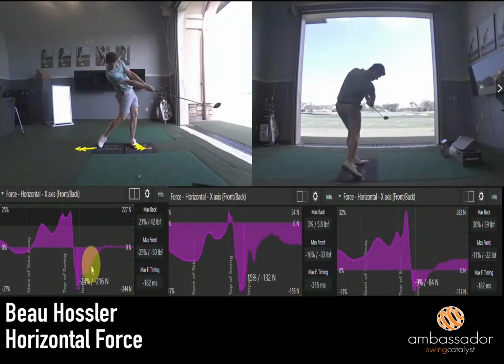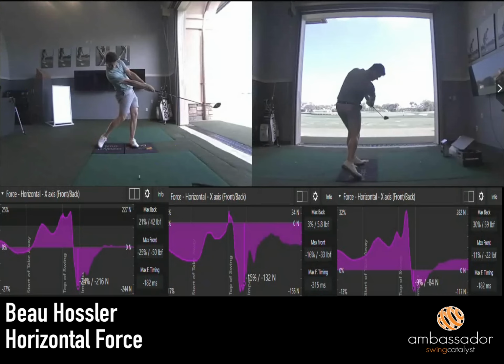We refer to this as a braking force, so he's pushing the ground this way with 24% of his body weight. And you can see he's actually pushing the ground that direction with his trail foot too, which is pretty difficult to do. But the totality is 24% of his body weight. So this horizontal force is always acting either this way or this way.